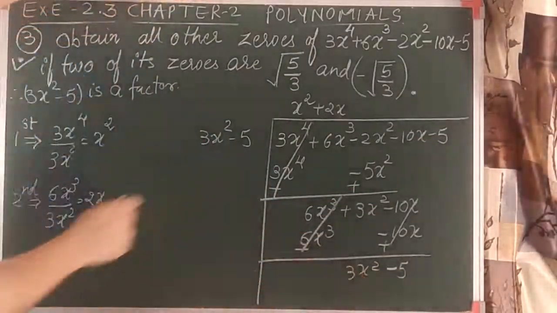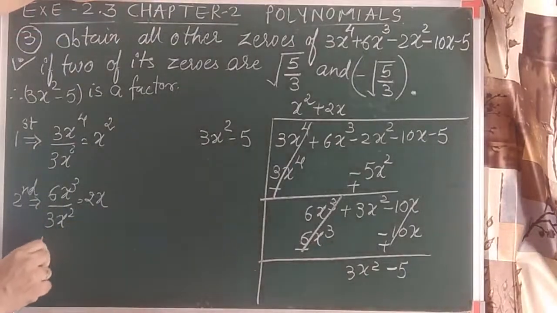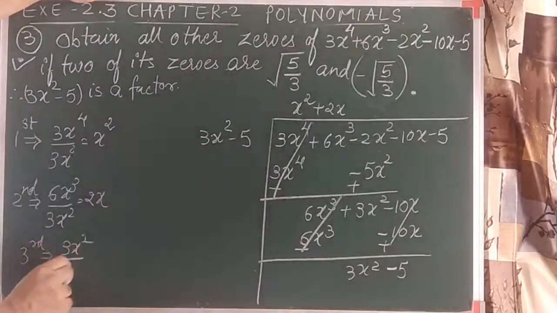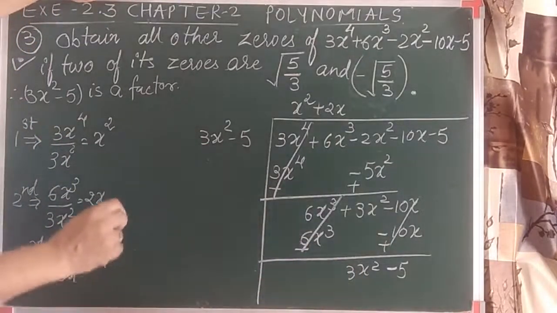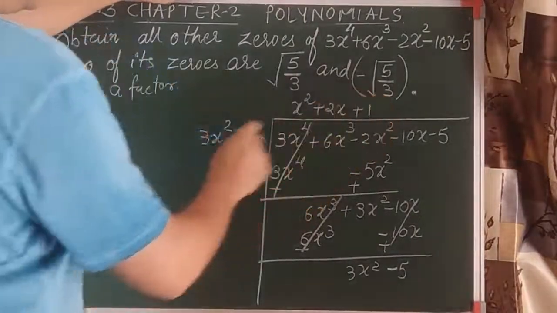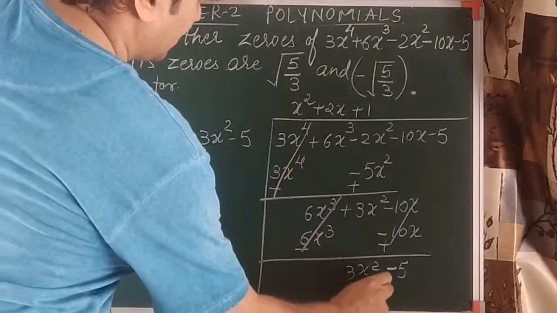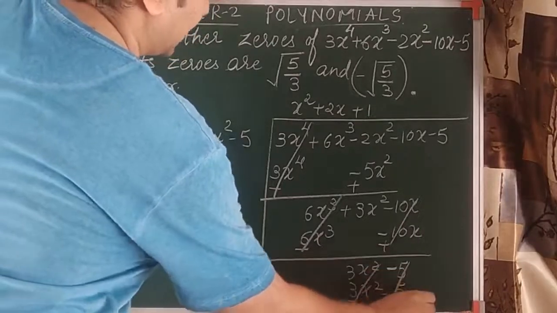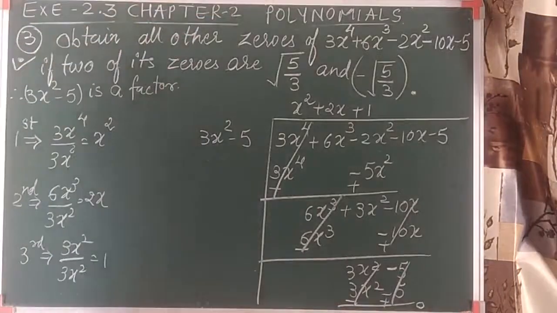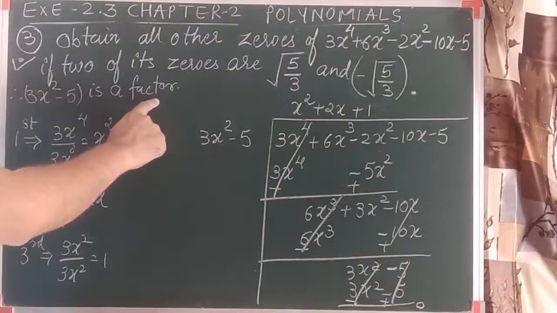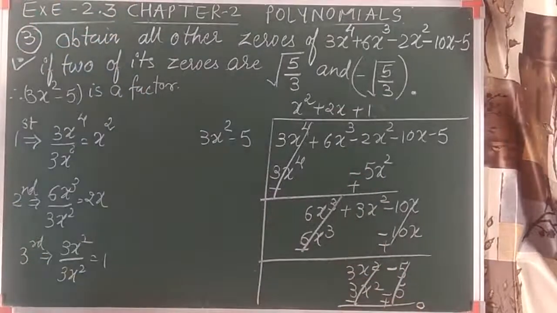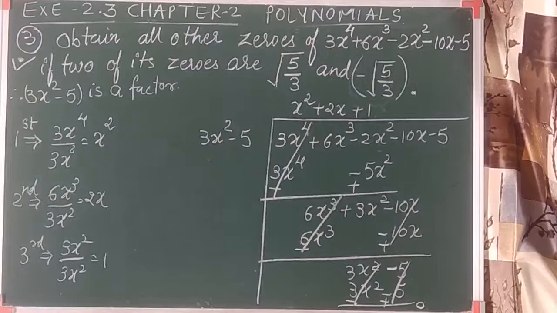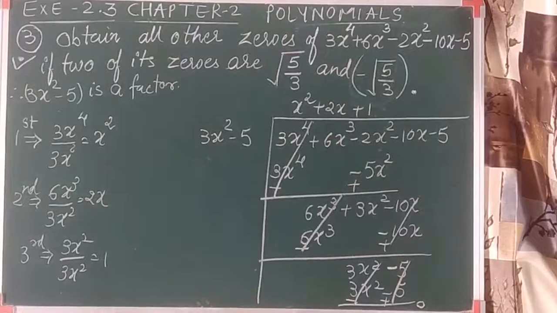To obtain 3x square, let's obtain the third term of the quotient. The first term of the dividend, 3x square, should be divided by the first term of the divisor. It's 1, so plus 1. As it is 1, it should multiply with both. 3x square, 5 ones are 5. The sign has to be changed. Cancel, we obtain 0 as a remainder. As I told you previously, 3x square minus 5 is a factor, so we have to obtain 0. As we obtain 0, now let's see how we'll obtain the other two zeros.